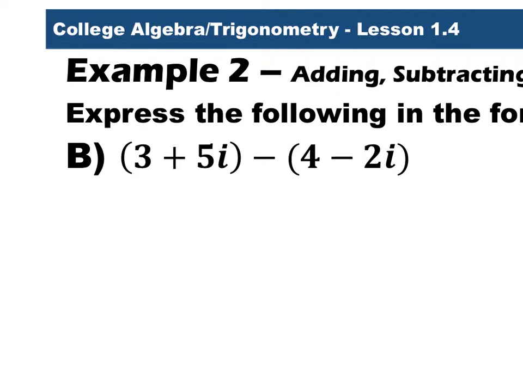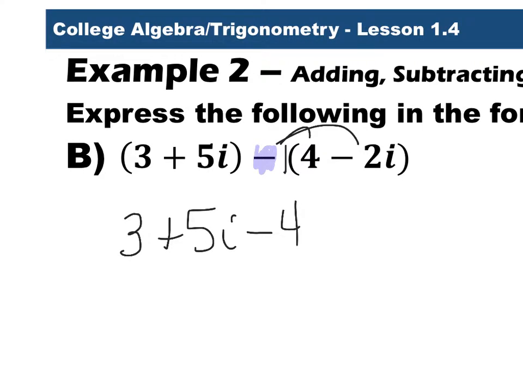Okay. What about here? Well, hang on one second. What do I have to do first? I have to distribute that negative sign, right? So this is really 3 plus 5i minus 4 plus 2i. Questions on how I got that?